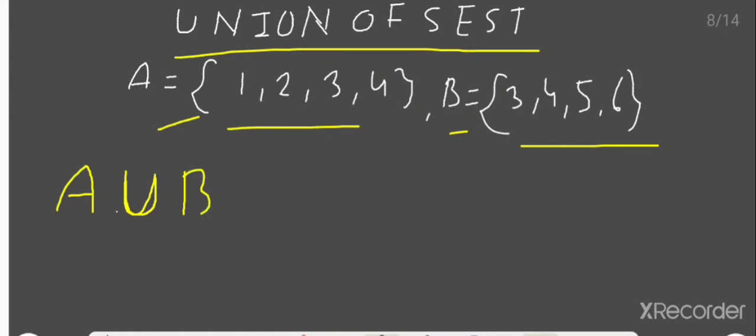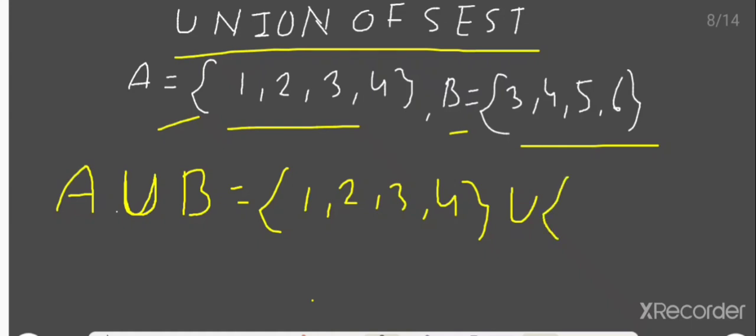A union B is equal to, first we have to write set A. What is in set A? 1, 2, 3, 4. Next we have to write the union symbol. Not cap, cup. We have to say cup. So this is the symbol of union. Next we have to write the second set, 3, 4, 5, 6. Okay. There are two sets.